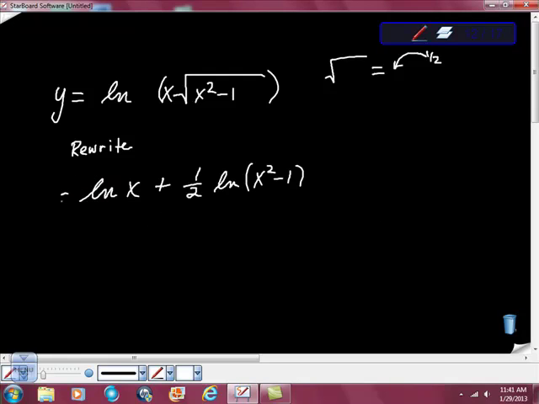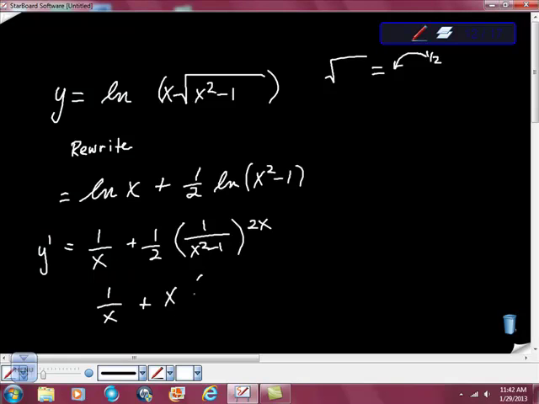Going to find the derivative here. Y prime is going to use the sum and difference rule. The first derivative of ln of x is 1 over x. The first derivative of this thing is plus 1/2 times 1 over x squared minus 1, times 2x. This 2 and this 2 go to 1. So it's 1 over x plus x over x squared minus 1.